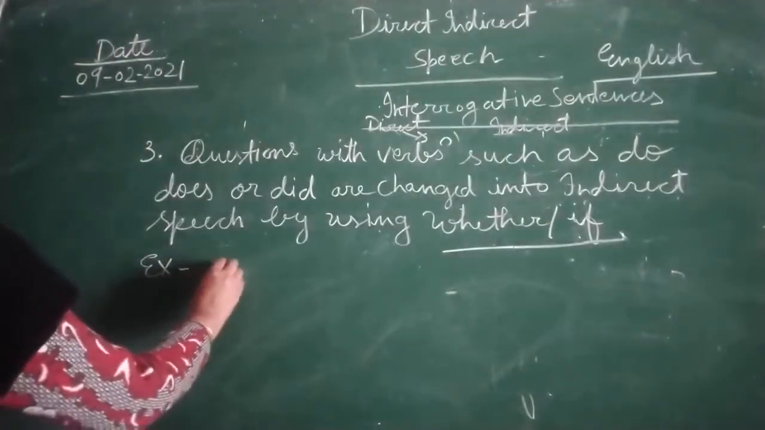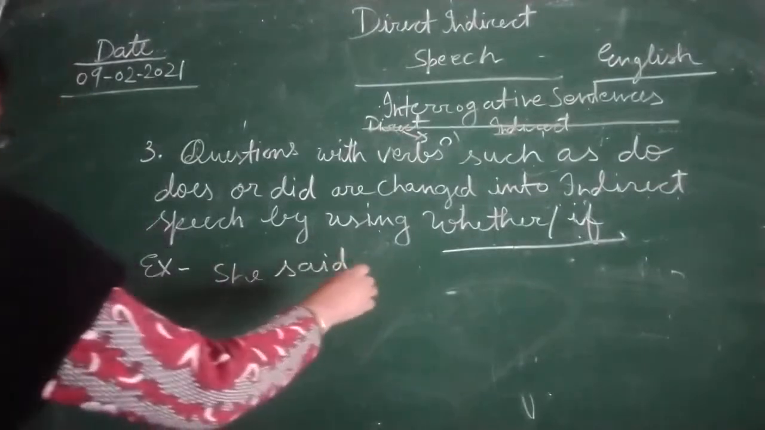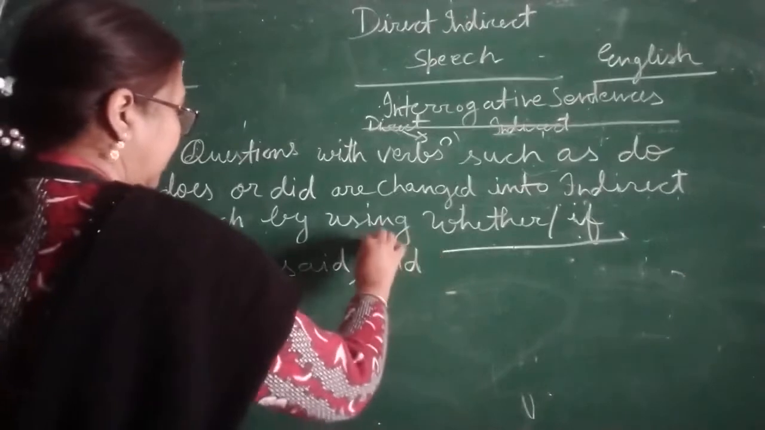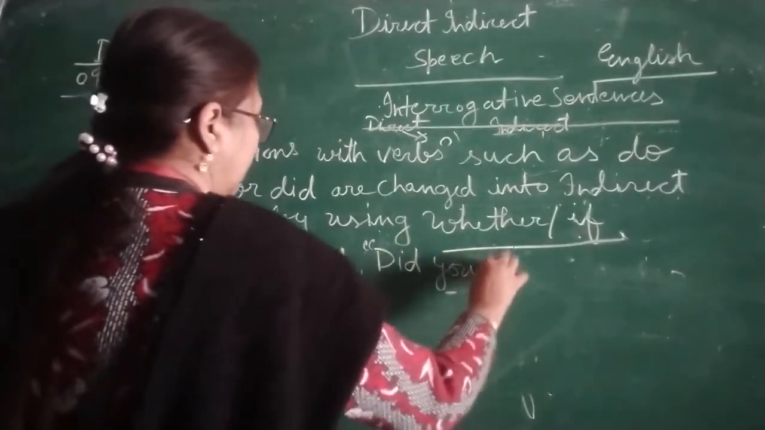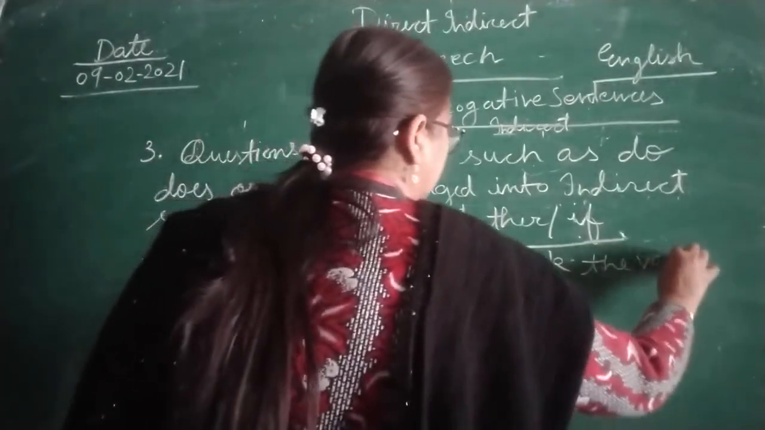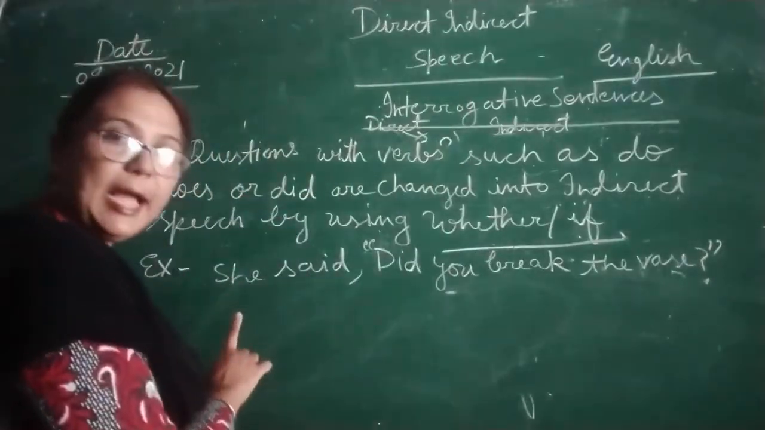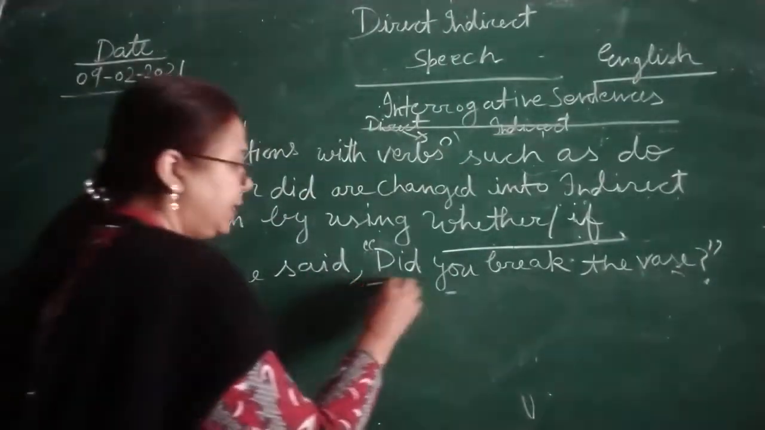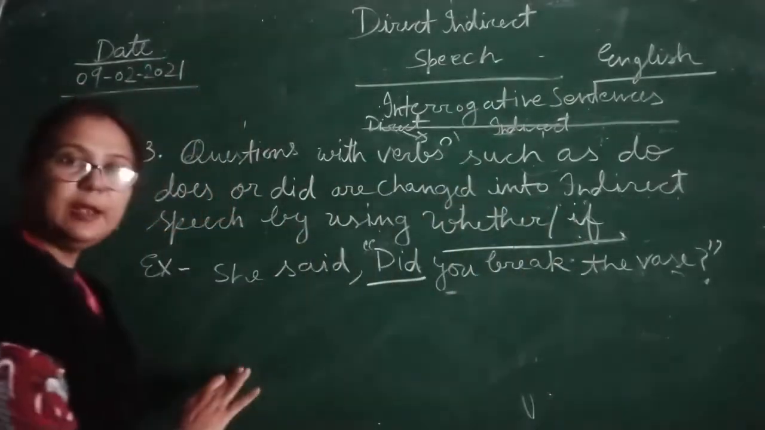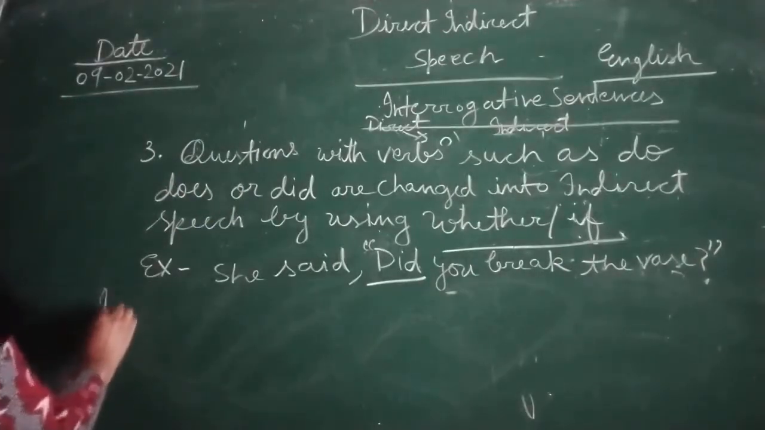Now an example: she said, "Did you break the vase?" Here you can see that in direct speech it is written "did". So we will convert it into "if" or "whether" while writing indirect speech. So how will we write that? You can see the indirect speech.